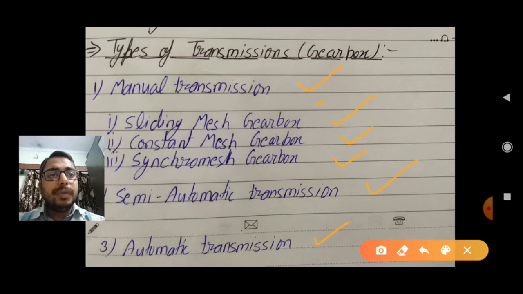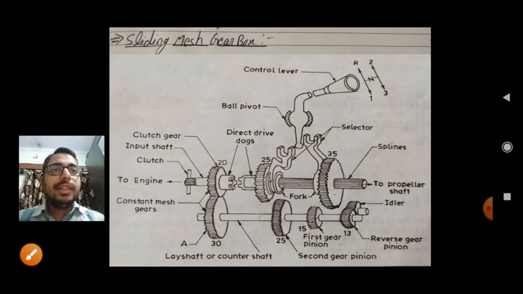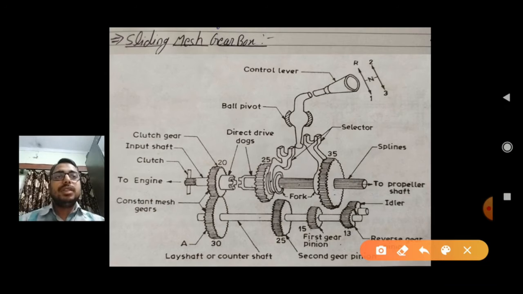Now we explain these three types of manual transmission system: sliding mesh gearbox, constant mesh gearbox, and synchronous gearbox. All three types of gearbox are related to each other. But different improvements are made in these gearboxes, and on the basis of these improvements, their working, power transferring efficiency, and performance also increase. So the first is the sliding mesh gearbox.